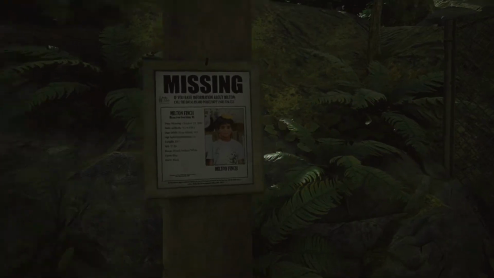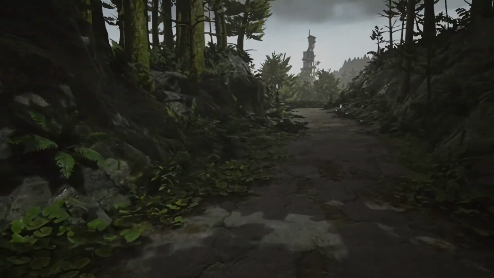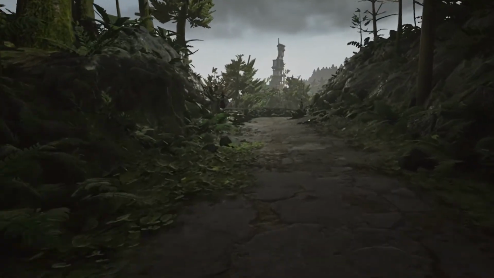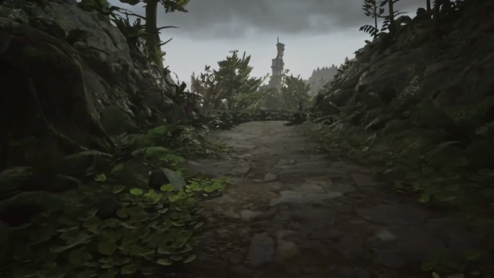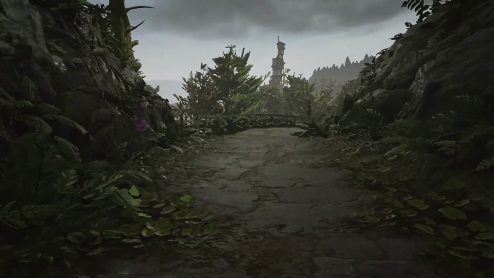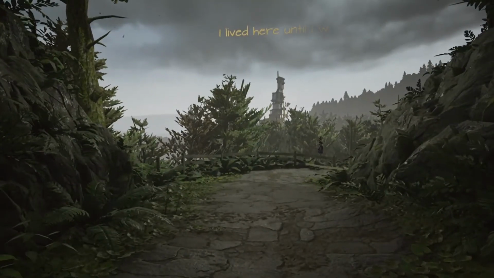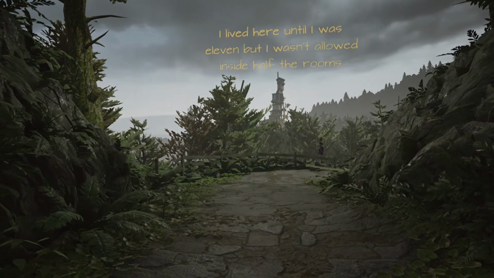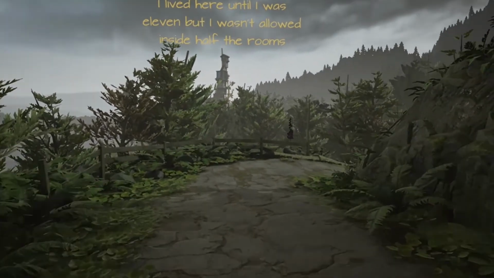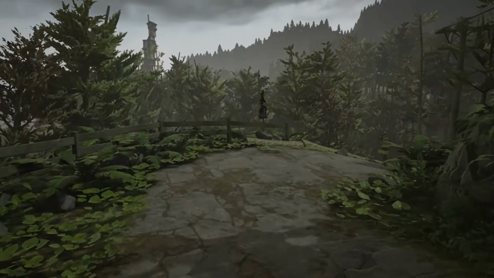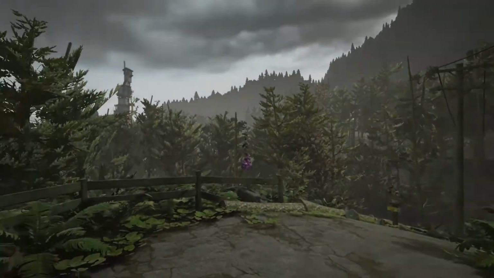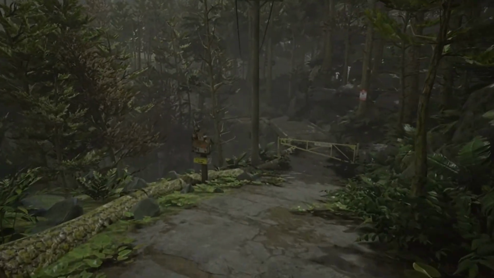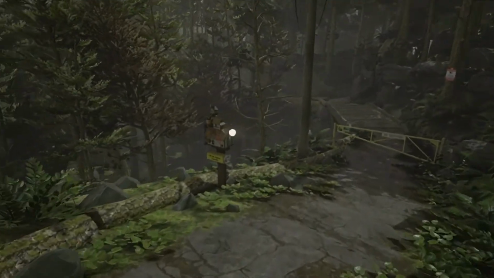Okay. We have a brother who disappeared. The house has a chain link fence blocking the way in, and that's probably done by, I lived here until I was 11, but I wasn't allowed inside half the rooms. That chain link fence was probably done by some sort of government to keep people from coming in here. She lived in this house, but was never allowed to go into half of the rooms. Makes you wonder what's in those.